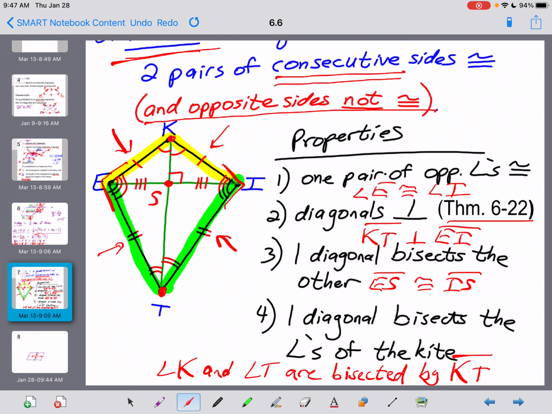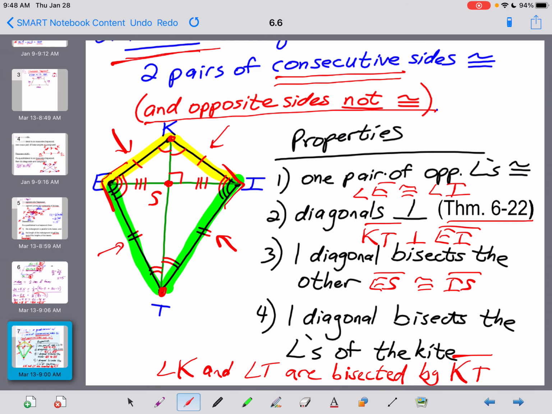So if you guys have these notes in front of you here while you're doing your homework on kites, I think we're going to do okay on that. All right, everybody, that is a wrap for what I have for you here in section 6.6. So let's give that homework a try and let me know if you guys have any questions. Good luck, everybody.